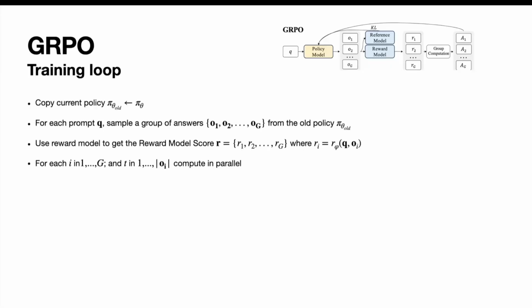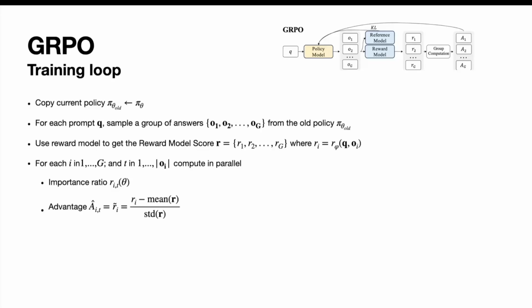Then, for each answer in the group and for each token in that answer, we compute several quantities in parallel. First, we compute the importance ratio r_i,t theta, which compares the probability of the token under the current policy and the old policy.